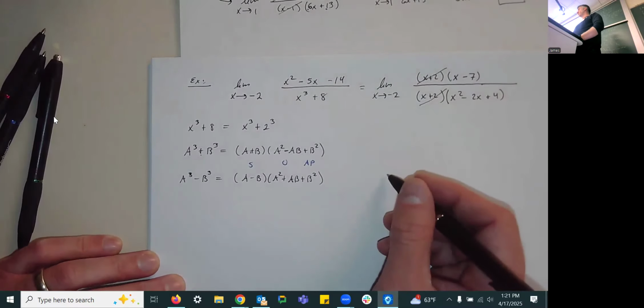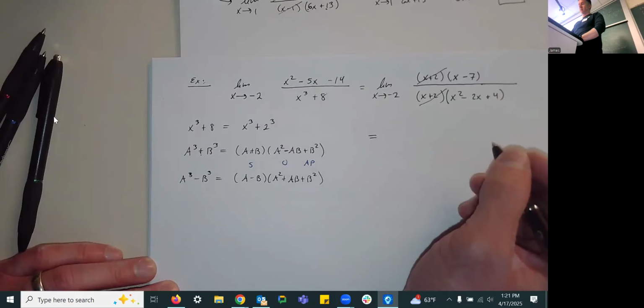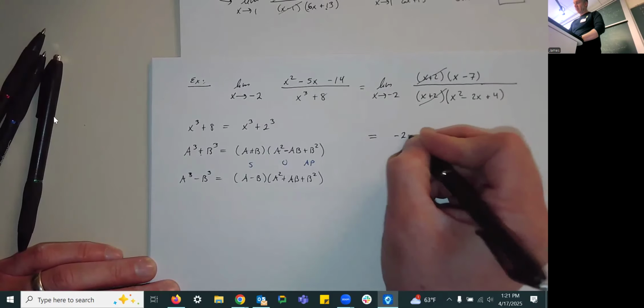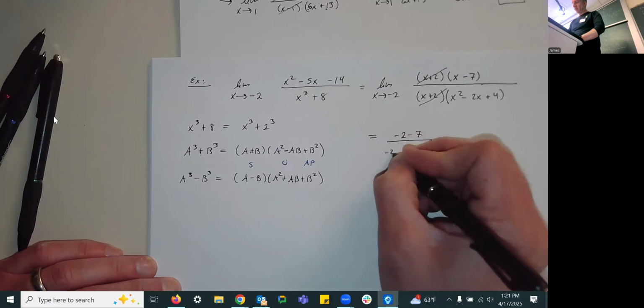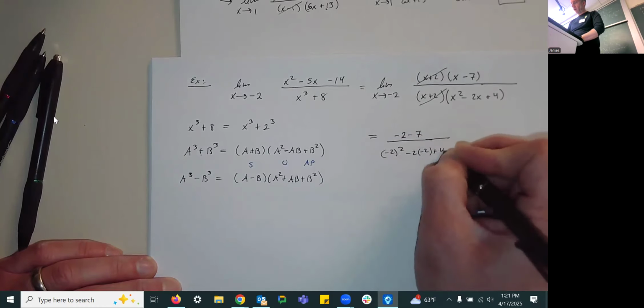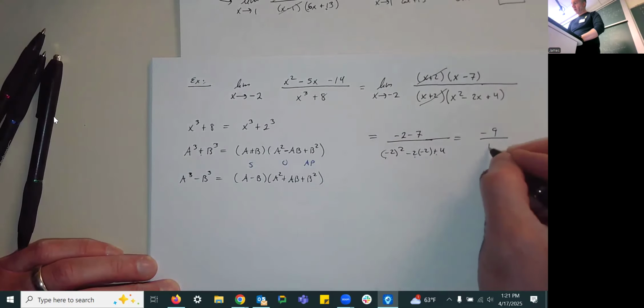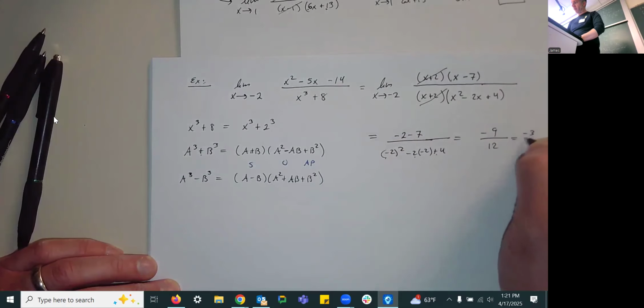Last time I showed all the steps, this time I'm going to skip a step. I'm just going to go ahead and plug in the -2 for the remaining x's. So we get -2 minus 7 divided by -2 squared minus 2 times -2 plus 4. That's going to be -9 on top. 4 plus 4 plus 4 is 12, and that reduces to -3/4.